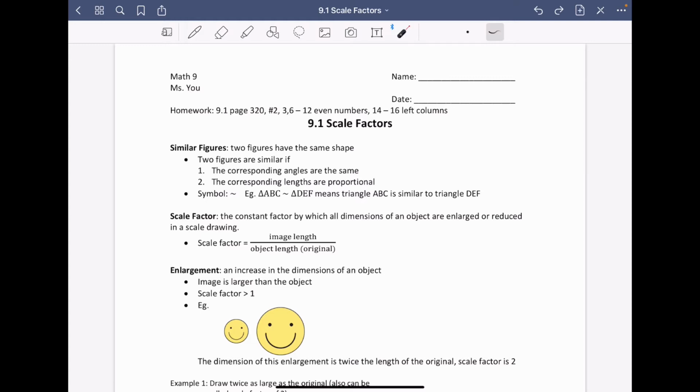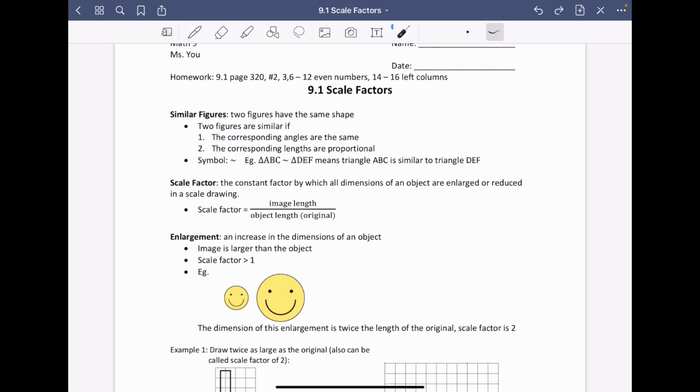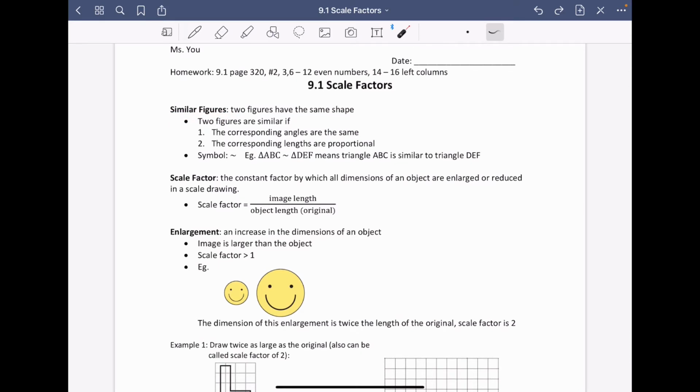Okay, so let's start with the definition first. Similar figures. What are similar figures? Similar figures are two figures that have the same shape. They can be in different sizes, but the shape must be the same.